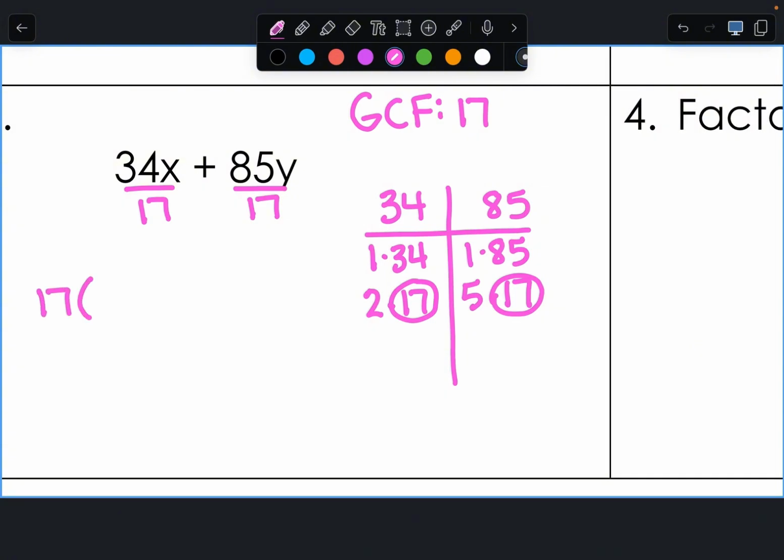So 34 divided by 17 is 2x. Bring down the plus sign. 85 divided by 17 is 5.